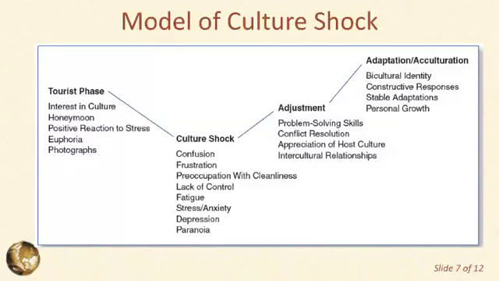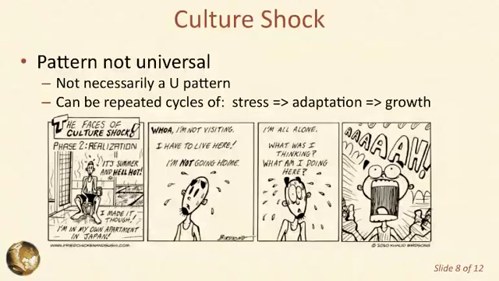Things like that. So that's basically what typically happens in terms of the different stages of culture shock, but it's not necessarily what happens to everybody. It's kind of an individual thing, but typically there's a U pattern where you start at a high level and then you bottom out and then you go back up. But what can happen very often is that it's not a single U pattern, but rather repeated cycles of stress, adaptation, and growth, and then eventually things get better and better.